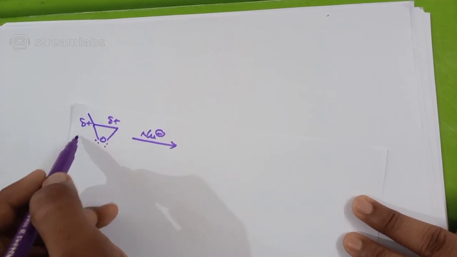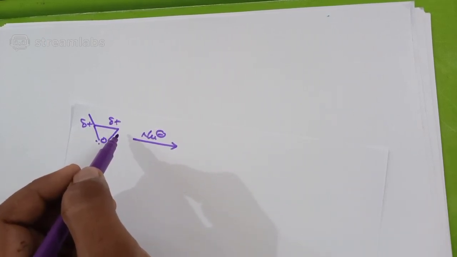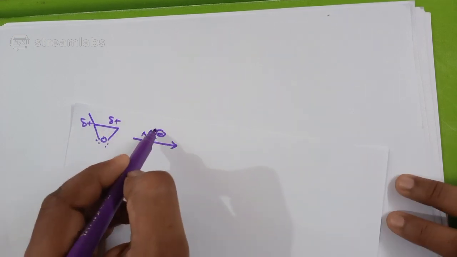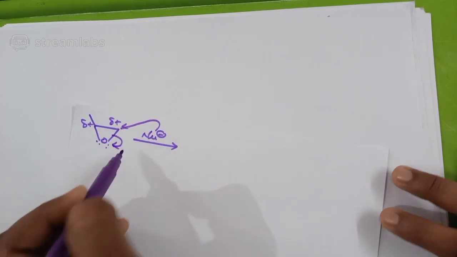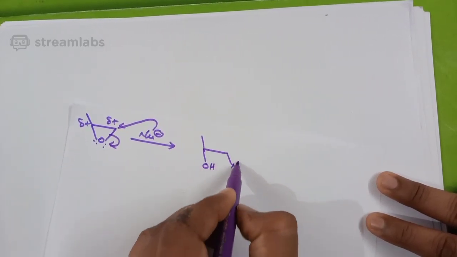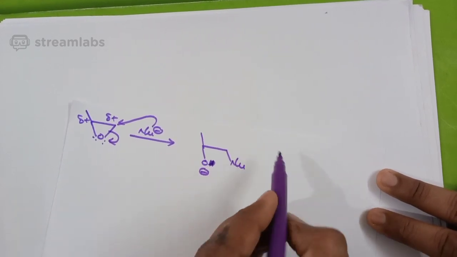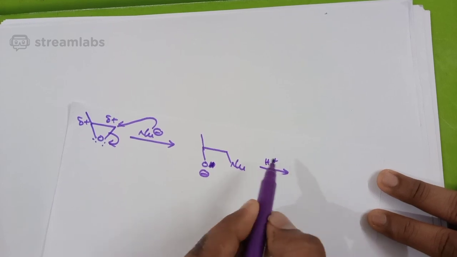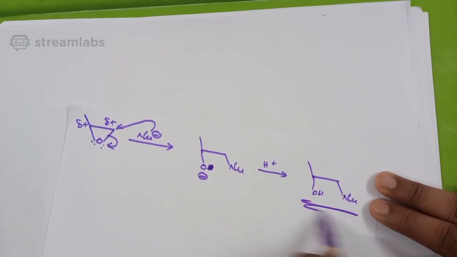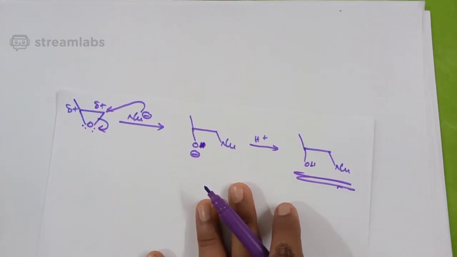Whenever the donating group is there, the charge decreases and nucleophilic addition is difficult. I said already, nucleophilic addition is directly proportional to withdrawing groups and inversely proportional to donating groups. So the nucleophile attacks here, this bond shifts. How do you get the product? See here OH, here nucleophile. Finally we can add H plus from the water, nucleophile here and OH here. See the difference between earlier and this one, both are opposite. Okay, I'll show you with an example.